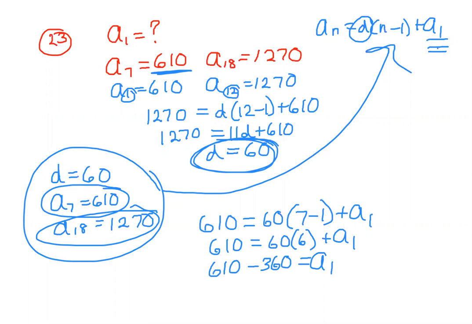I did this different than in my notes, so I'm going to make sure I'm doing it right. $250. You get A1 equals $250. And that is the answer. All right, those are the end of the notes for this section.